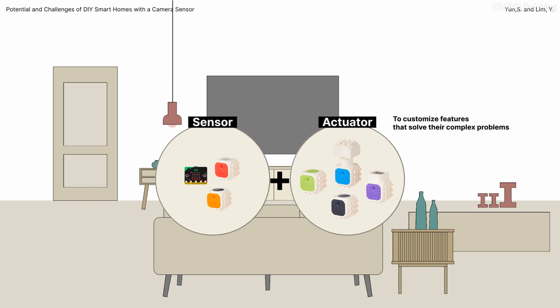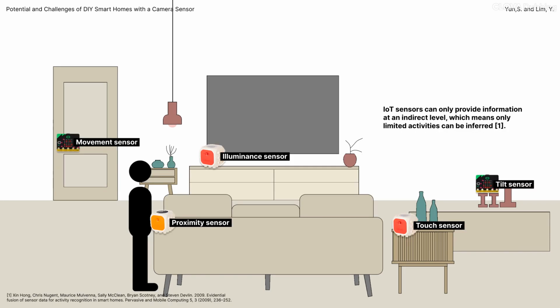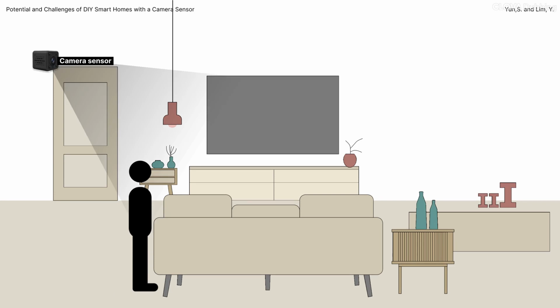In do-it-yourself smart homes, users can actively connect various sensors and actuators to customize features that solve their complex problems to meet their individual needs. IoT sensors, which have been commonly used in smart homes, can only provide information at an indirect level, which means only limited activities can be deduced. For example, when using a door open sensor, one cannot definitively answer the question, "Did the children come home from school?" Based on the limitations of these existing IoT sensors, new types of sensors have emerged to recognize more specific and concrete activities. And the machine learning intensive camera sensor is a representative example.